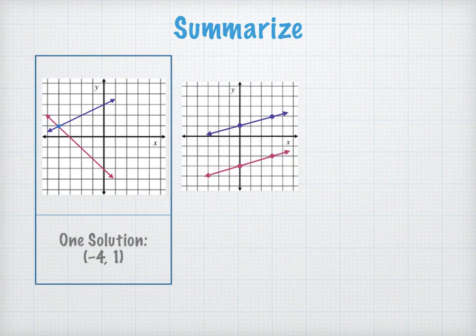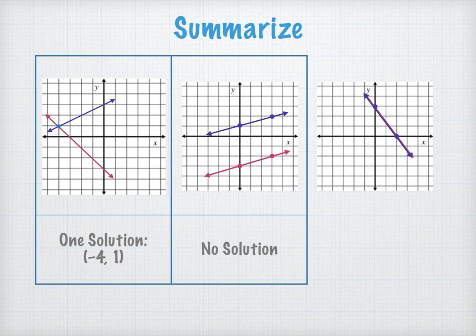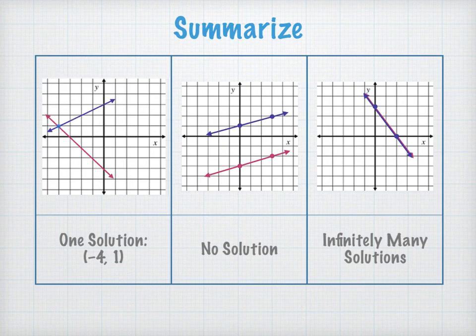Then we went over an example like this where the lines were parallel. They had the same slope but different y-intercepts. We say that there is no solution to that system of equations. And the last type that we looked at, remember where the two lines were one and the same, we said that this system has infinitely many solutions.